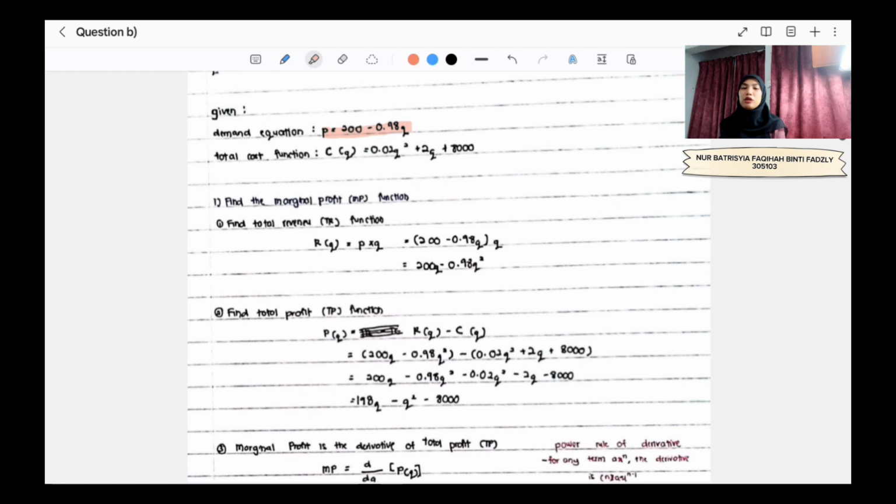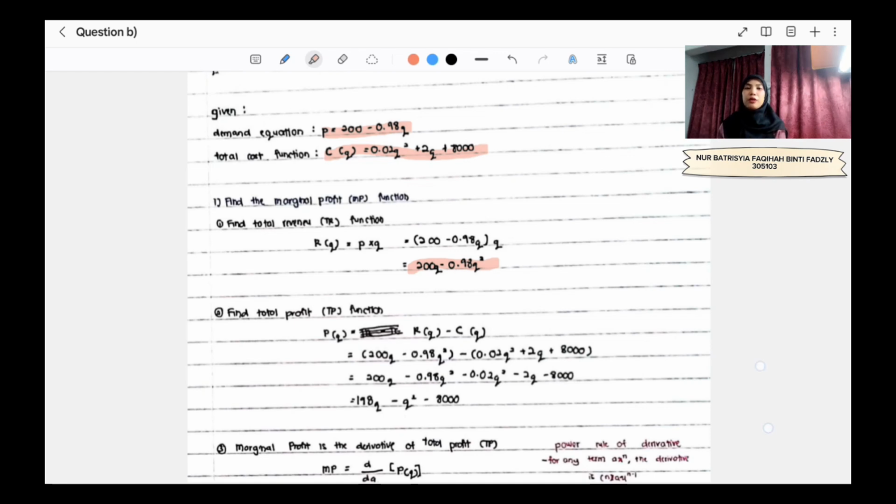Step 2, we need to find the total profit function. The formula is P(Q) = R(Q) - C(Q), that has already been given in the question and the answer that we got just now. So 200Q - 0.98Q^2 - (0.02Q^2 + 2Q + 8,000). So we will get the final answer, which is P(Q) = 198Q - Q^2 - 8,000.